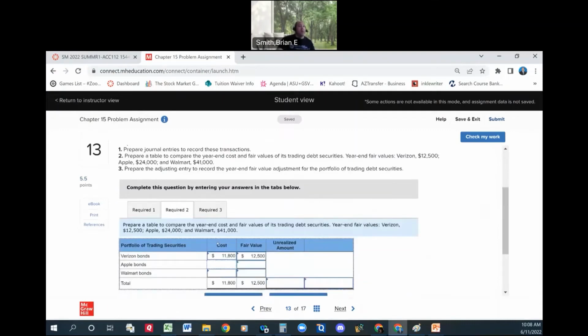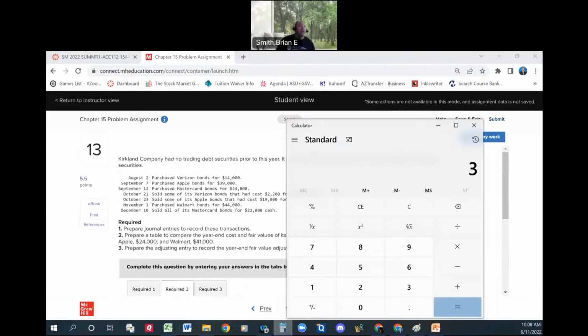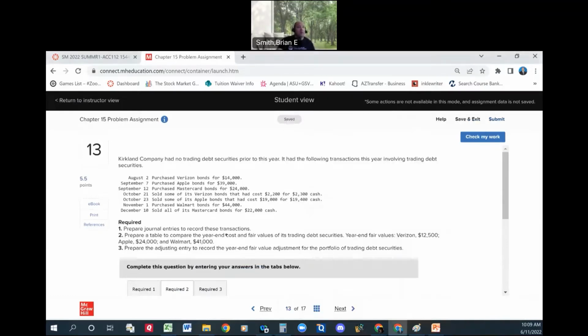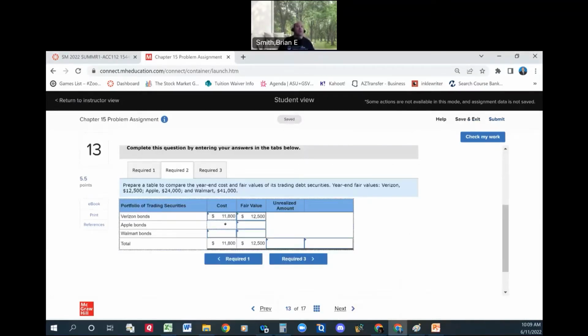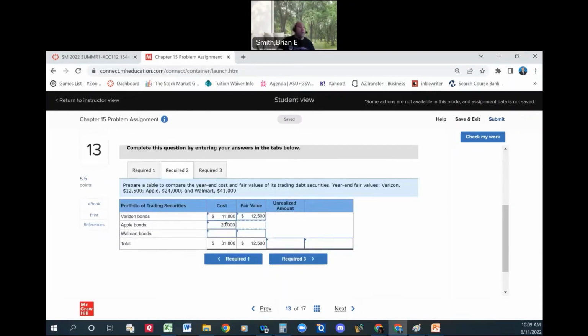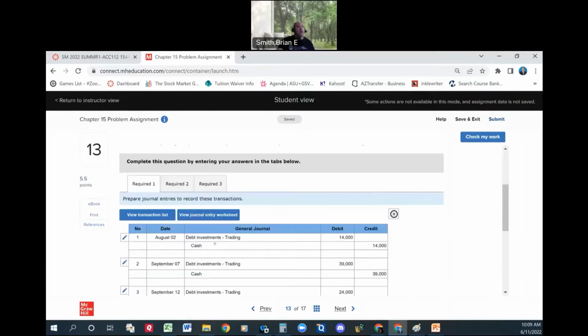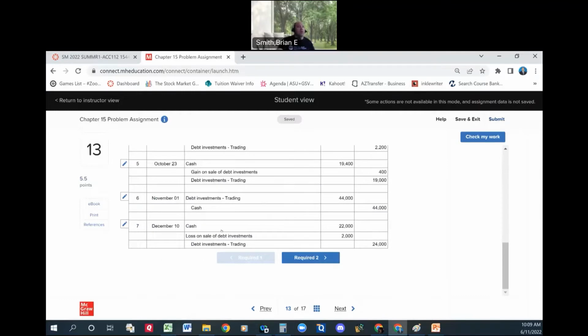Let's do Apple. So we had 39,000. And then did we sell some? We sure did. 19,000 worth. So we have $20,000 of Apple. Fair value of Apple is now 24,000. Did we sell all of MasterCard? Oh, yes, we did. Look at that. I did do that journal entry, right? Yeah, okay, just making sure.